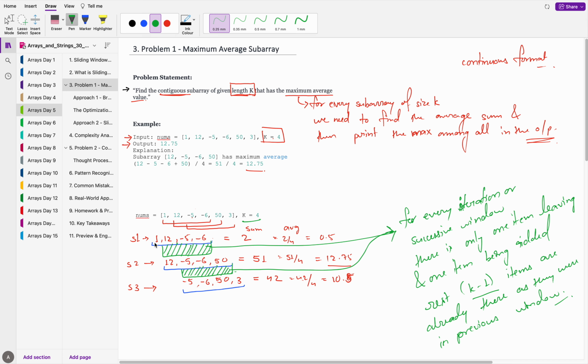In the very first window, we were supposed to calculate and we calculated. That is completely okay. But for all the successive windows, we can clearly see that k minus 1 items are just repeating, nothing else. Only one item is leaving here. For the second window, this fellow from the 0th index left and this fellow from the 4th index is added. Here again, the fellow from the first index is left and the fellow from the last index is added. Yes or no? This is happening. So let's see what we can do.